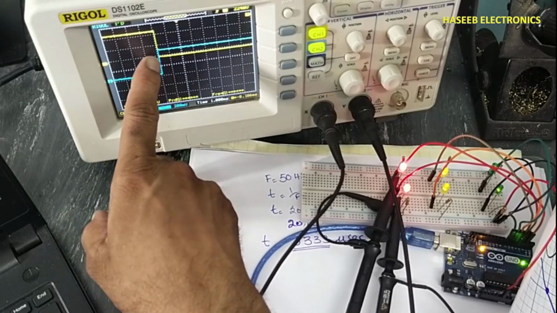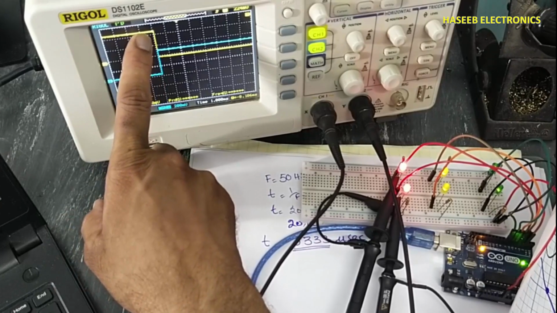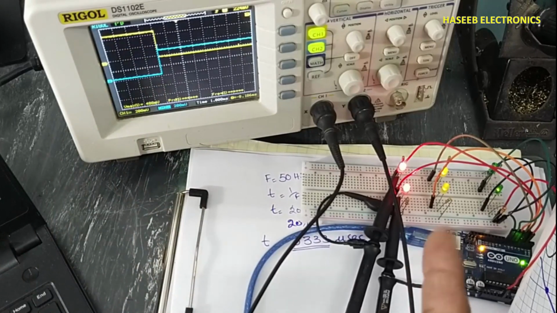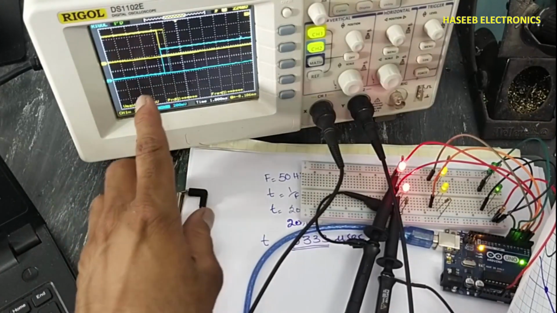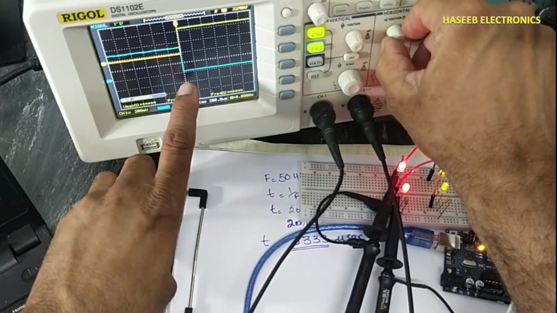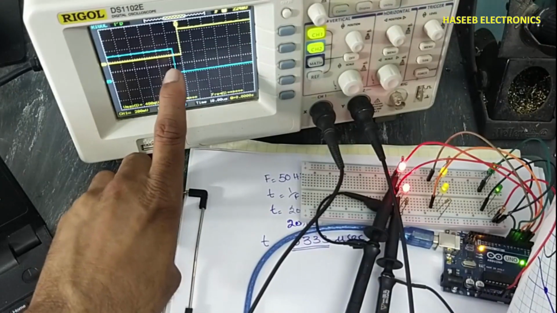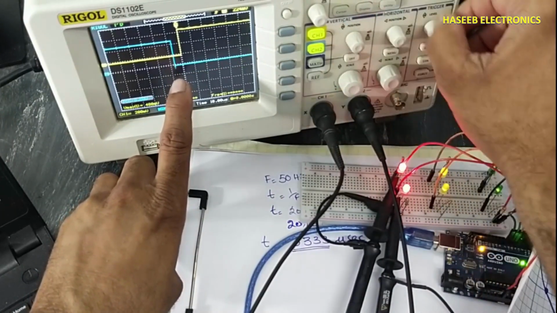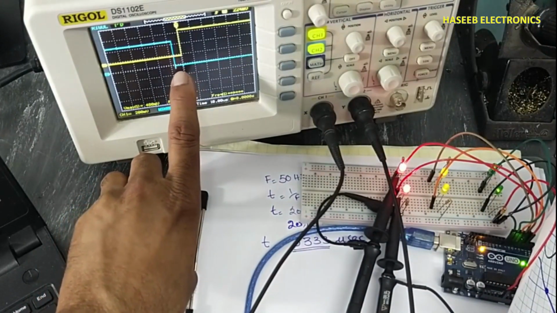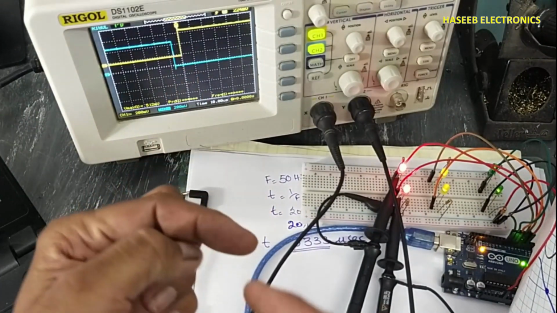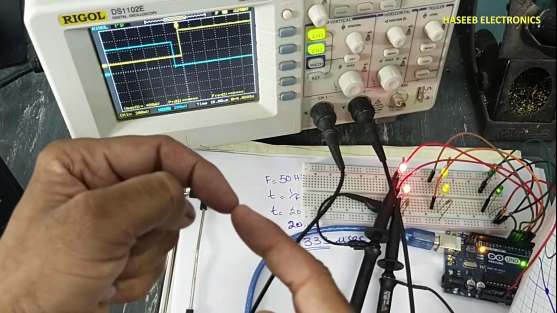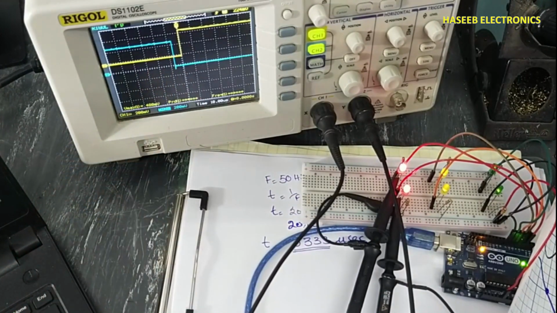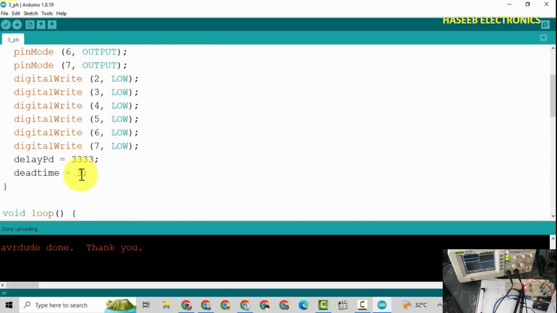We can see when A high is turning off, A low is turning on at the same time. But now we will provide a time gap. Yes, that is this time. Before this, both channels were turning on and turning off at the same time. But now we have dead time. We can increase this dead time from here.